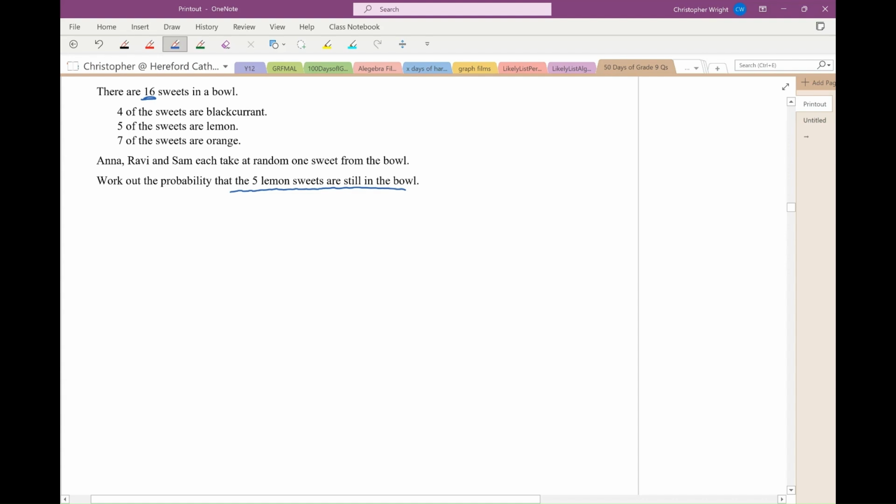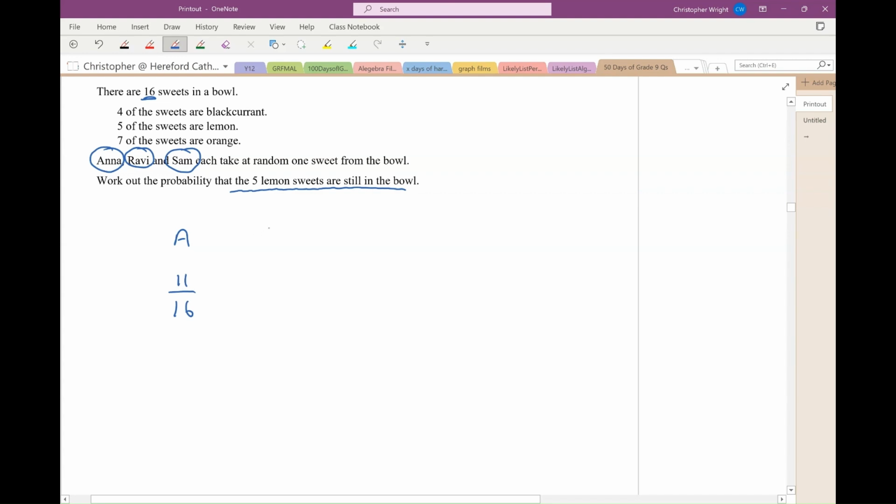Oh, wait a second. That means that none of them take a lemon sweet, doesn't it? So all I'm really being asked for is the probability that each of them, one after the other, take a sweet that isn't lemon. So Anna goes first. Her chance of taking a sweet that is not lemon. Let's have a look. 11 of them out of 16 aren't lemon, are they? So that's the chance of Anna taking a non-lemon.